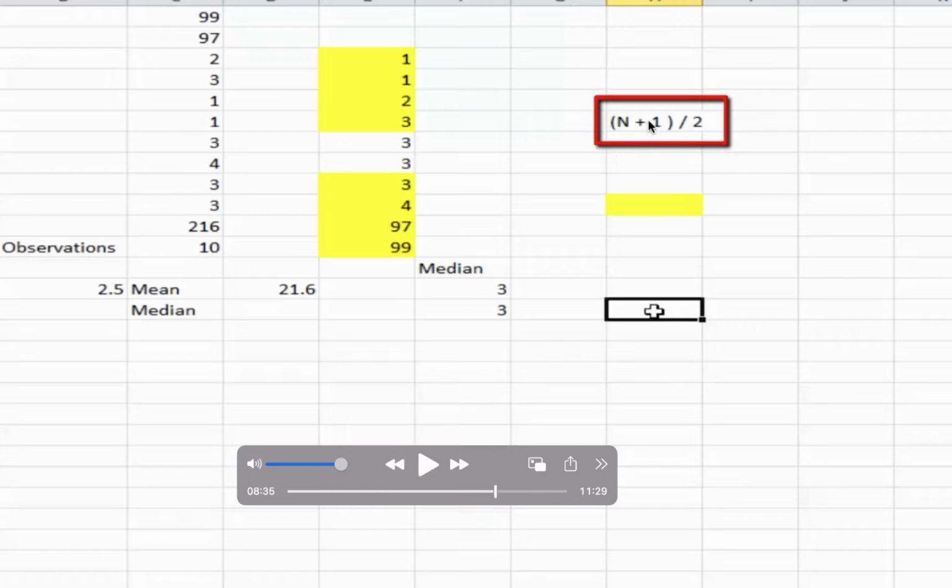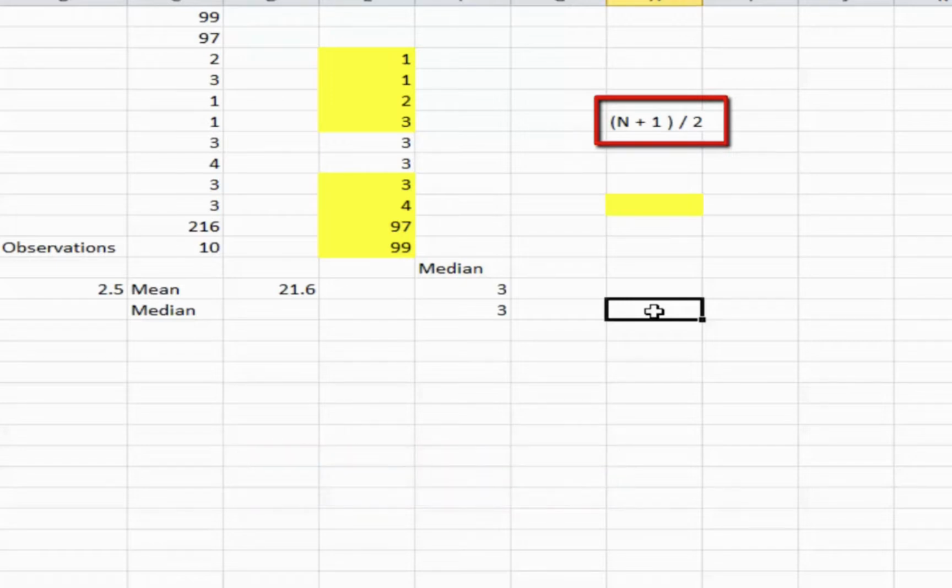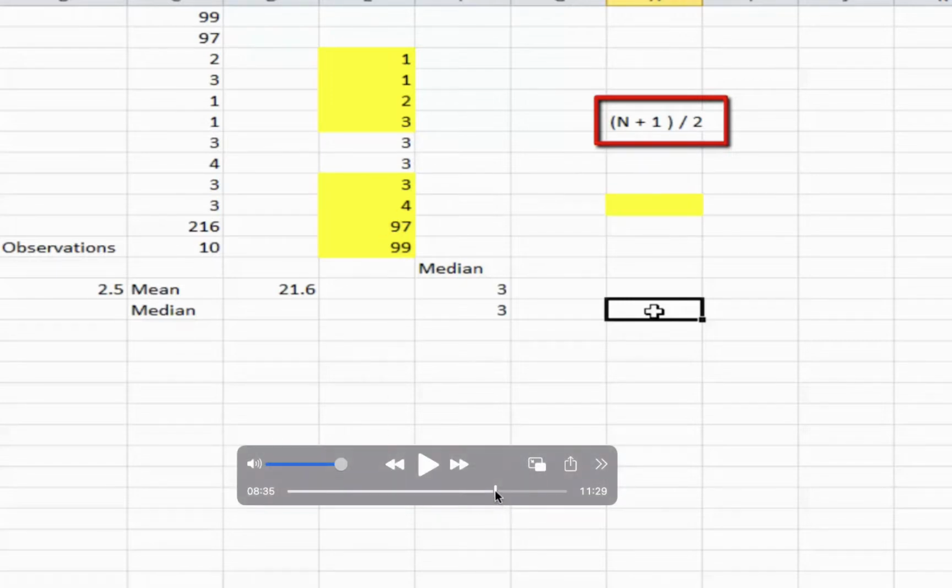10 plus 1 is 11, divided by 2 is 5.5. We're looking for the 5.5 point. So we count from the top: 1, 2, 3, 4, 5. And then we look at the 6th, add these two up, and divide by 2 to get the middle point. But because they're both 3, if we add 3 plus 3 divided by 2, we get 3. And so your median for this would be 3. And that's how we calculate it.